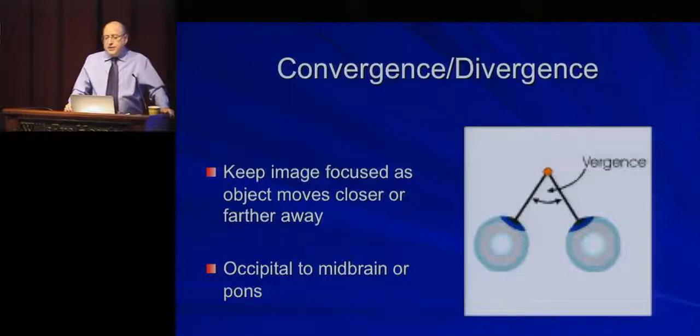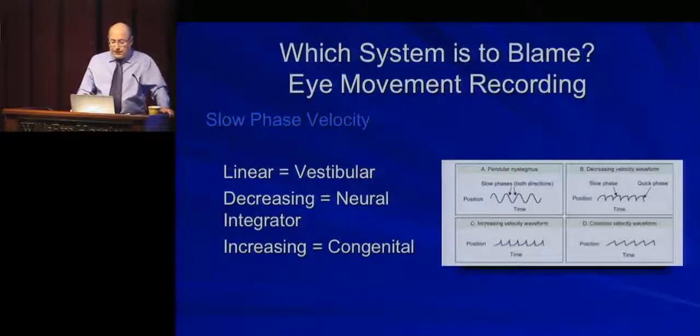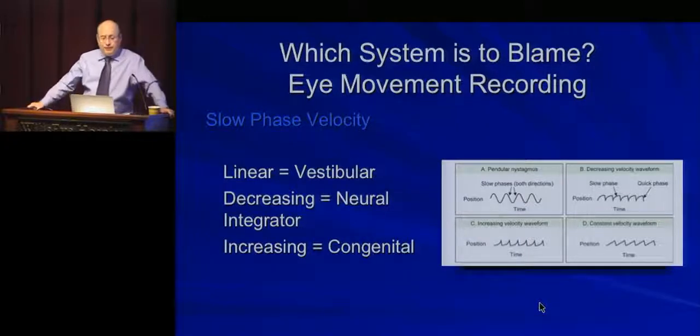But if you did eye movement recordings, you could tell by the waveform which system may be involved. So, for instance, if you have a linear waveform like this, where the slow eye movement is linearly going up, that's the vestibular system. That's the vestibular type nystagmus. If you have a decreasing velocity as you go on, so that it starts out faster and then slower, like this one, then that's a defect in the neural integrator.